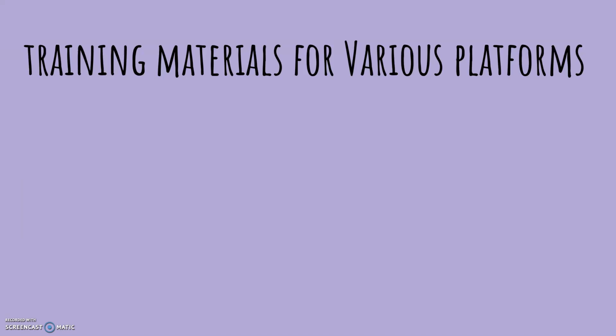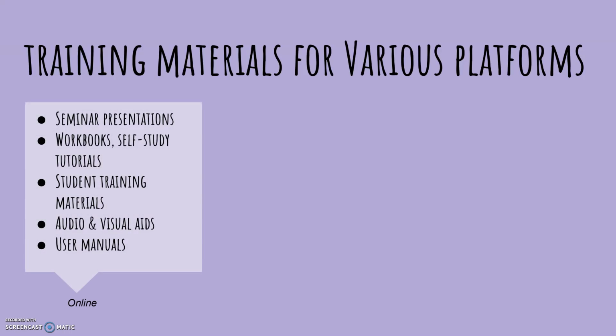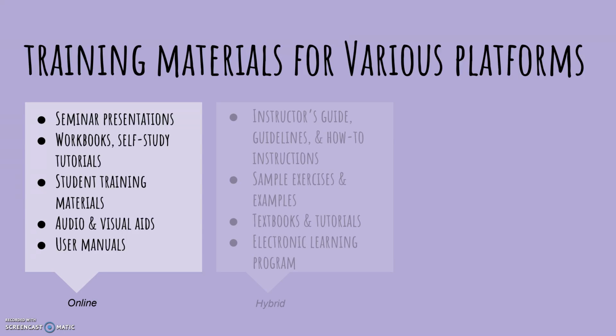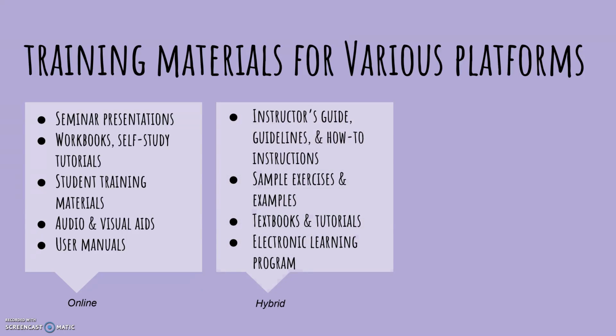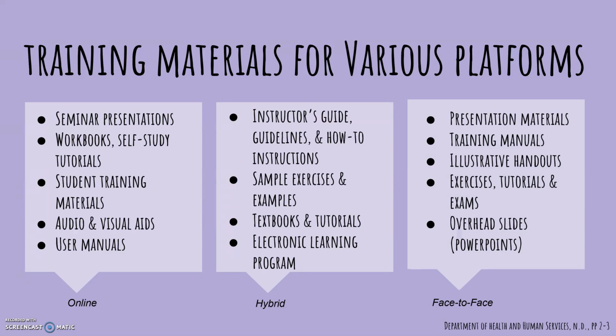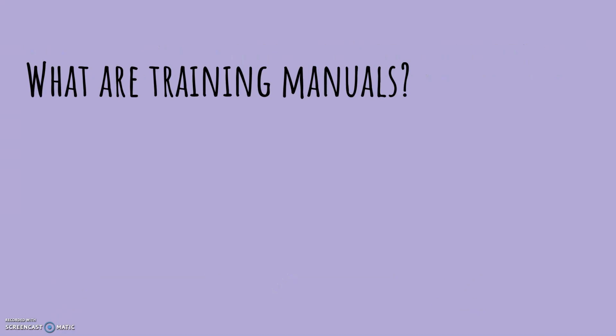Designers must consider what types of training materials make sense for each of the different training platforms. For online, your choices are presentations, workbooks, training materials, and audio and visual aids. In hybrid, you have instructor guides, guidelines, sample exercises, textbooks, and tutorials. And in face-to-face, your options are presentation materials, training manuals, handouts, and PowerPoint presentations.